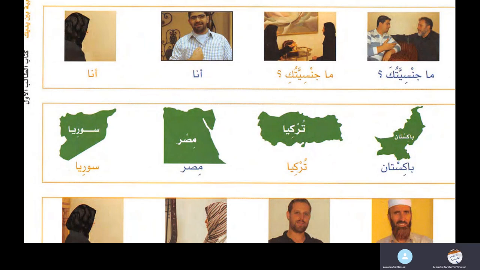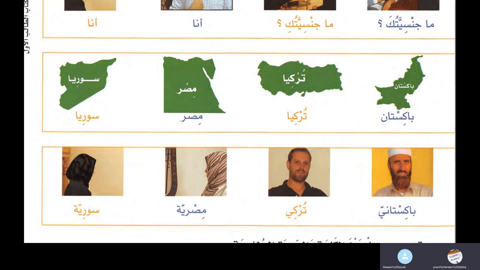Turkey. So with ya you can read with no problem, but when it's ya with the ta marbuta, it changes to ha.